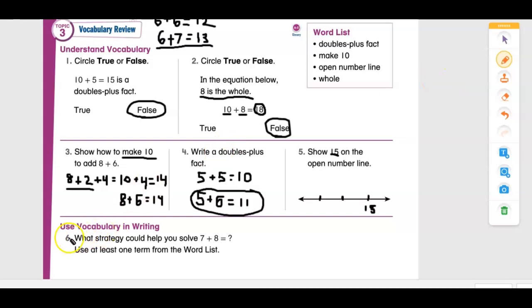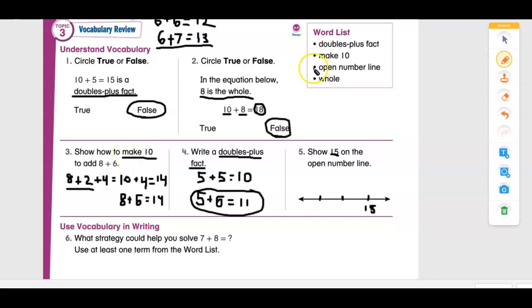So for our last problem, we are going to use our vocabulary words in writing. So let's go over our word list one more time. In our problems, we used doubles plus fact. We saw that on number 1, we said doubles plus fact, and number 4, we said doubles plus fact. And we also had make 10 on our word list. We used make 10 on number 3, and I don't see it anywhere else, just on number 3.